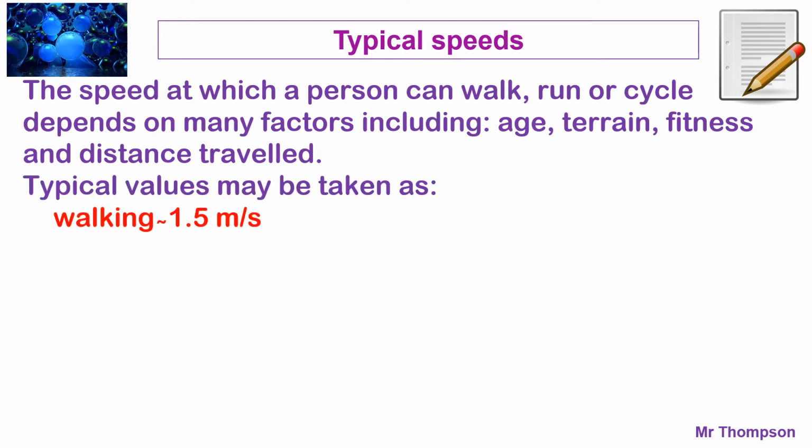Typical speeds: walking is about 1.5 meters per second, probably a bit faster for you young guys. Running about 3 meters per second, that would be a typical slow jog. And cycling about 6 meters per second. You do need to learn these. It could ask you on the exam for these speeds.